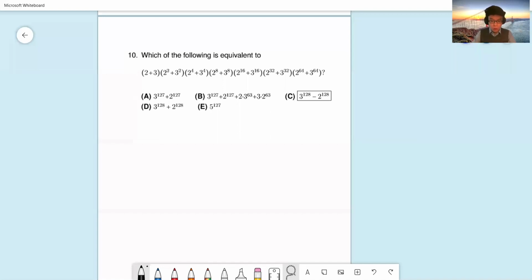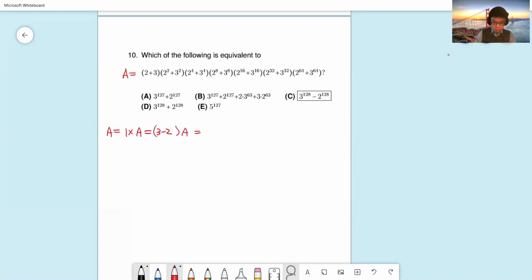Question 10. Which of the following is equivalent to the following multiplication? Let's check this multiplication. Each power of 2 or 3 will be doubled in the next parentheses. So here we can use the difference of squares formula. Let me denote the value by a. So a equals 1 times a, and 1 equals 3 minus 2.